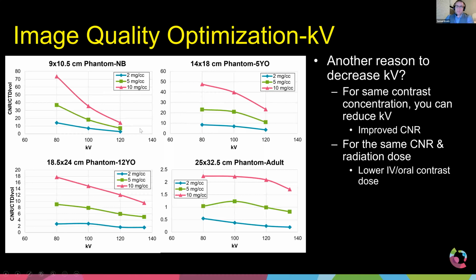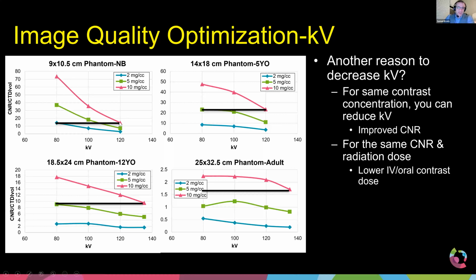And we gain the ability, for the same contrast to noise ratio and the same radiation dose level, to either improve the CNR, so we decrease 120 to 100, and this curve goes up. Therefore, we get more intensity in the image. Or we can reduce the amount of IV contrast dose. So we can go from, say, as an example, 10 milligrams per cc, which is what I used in this study, down to 2 milligrams per cc.